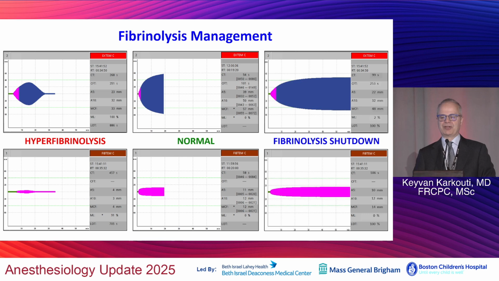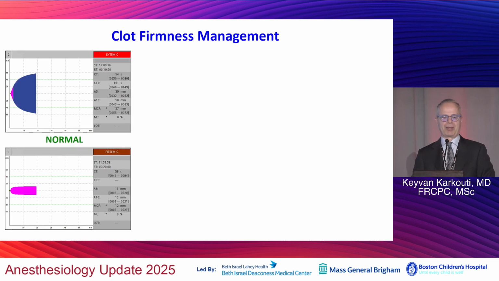And then conversely, you can have shutdown fibrinolysis, which is more and more recognized to occur in a small subgroup of trauma patients who are at risk of thromboembolic events. So it's really good for identifying, in trauma for example, which patients potentially shouldn't get tranexamic acid. Clot firmness, remember I mentioned it measures platelet count and fibrinogen levels. So that's normal, so EXTEM and FIBTEM in the bottom.